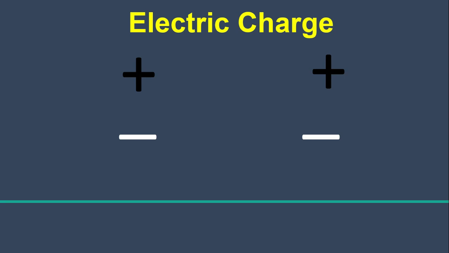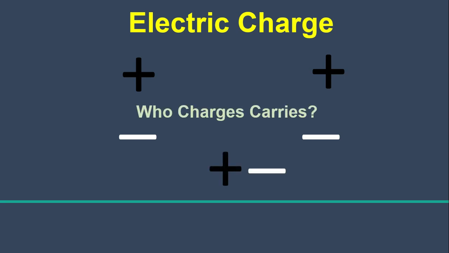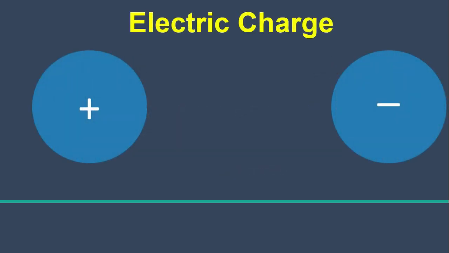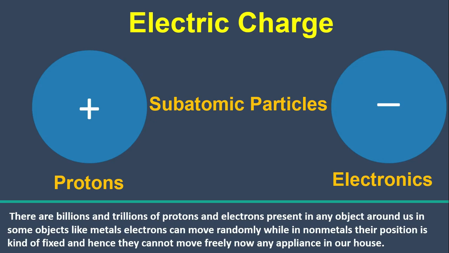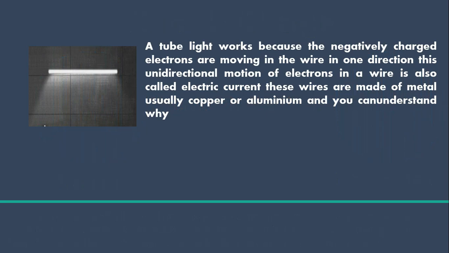But what exactly is charge? Or in other words, who actually carries these charges? Well, these charges are carried by tiny particles with incredibly small mass. They are called subatomic particles. The positive charges are carried by particles called protons, while negative ones are carried by particles called electrons. There are billions and trillions of protons and electrons present in an object around us. In some objects like metals, electrons can move freely, while in non-metals their position is kind of fixed. Hence, they cannot move freely.